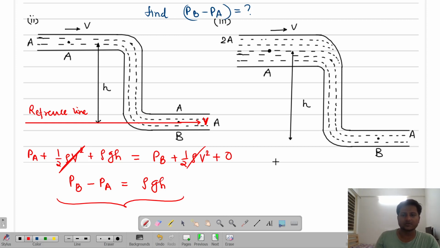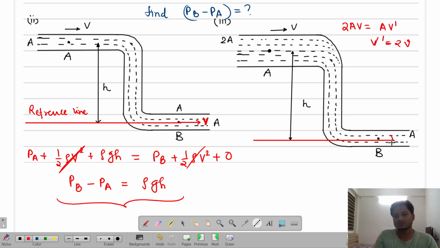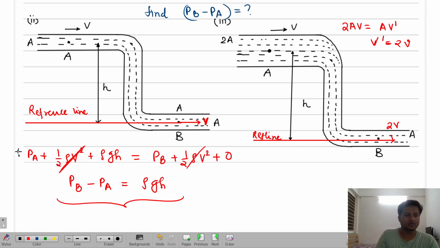Similarly, if I do this equation, this is twice of A, this is only A. So if I apply twice of A into V is equal to A into V dash, so V dash is nothing but twice of V, isn't it? So once again, it is twice of V and this is my reference line. Once again, I'll apply the same equation. This is for the second one and this is for the third one.